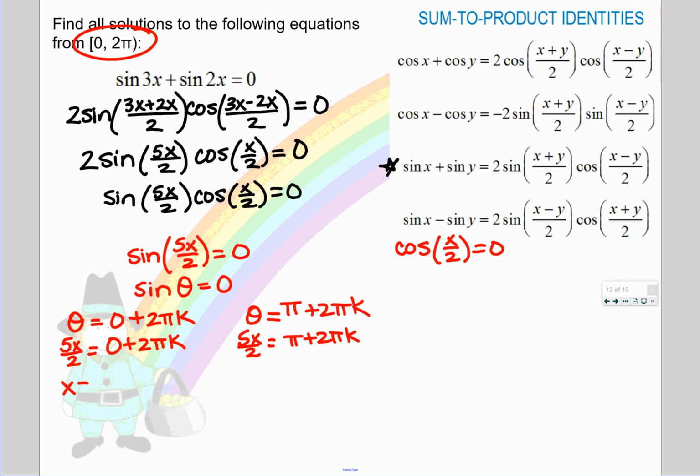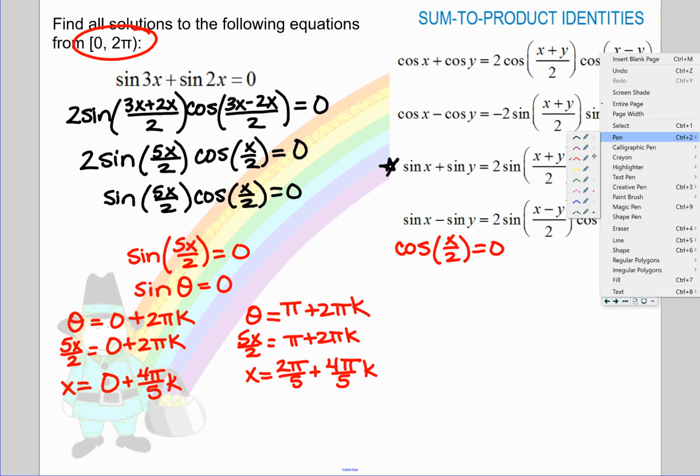So if I multiply everything by 2 over 5, I get 0 plus 4 pi over 5 k, since 2 pi times 2 over 5 is 4 pi over 5. And then for the other one, I will have pi times 2 over 5, so 2 pi over 5, again plus 4 pi over 5 k. All right, and I'll come back and list all the answers out on that one in a minute. Let's go to the other one for cosine.